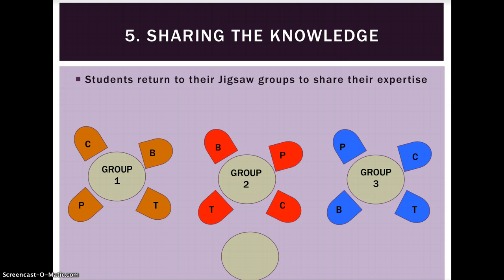In the next step, which is the fifth step in the process, the students return to their original Jigsaw groups to share their knowledge. Prior to sharing the knowledge, the students should have already determined the group role that they would like to play. So, for example, whether they would like to play the role of the leader, the timekeeper, the summarizer, etc. Once this is done, the students can begin to share the knowledge that they have gained with the rest of the group.